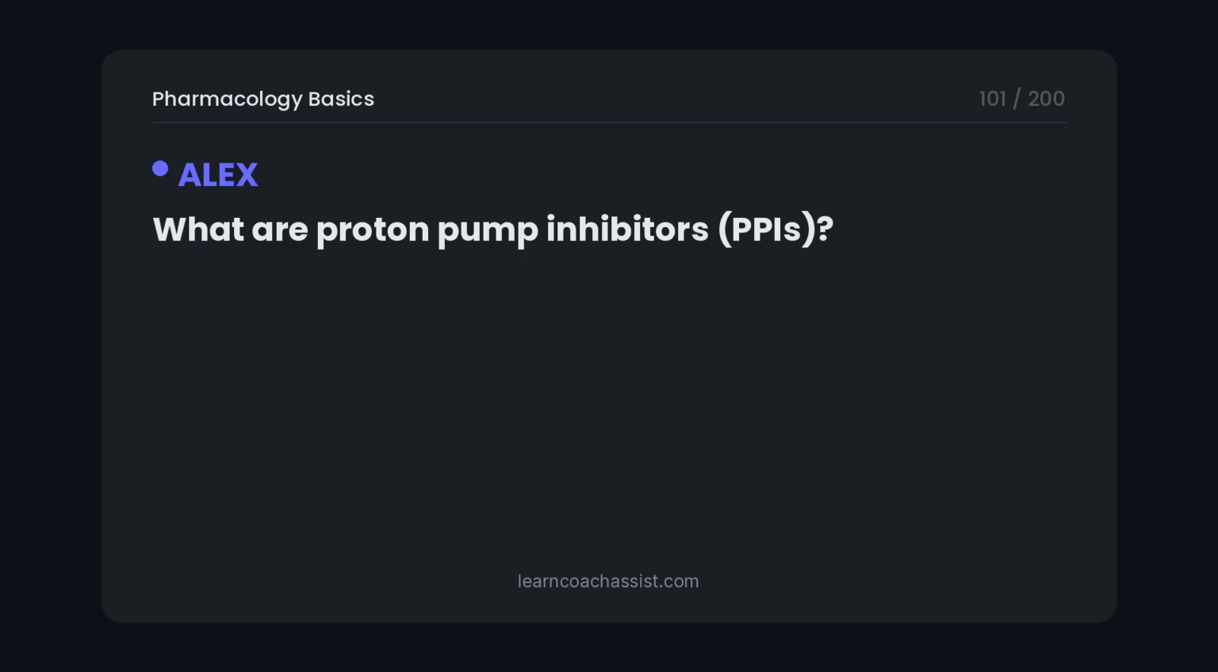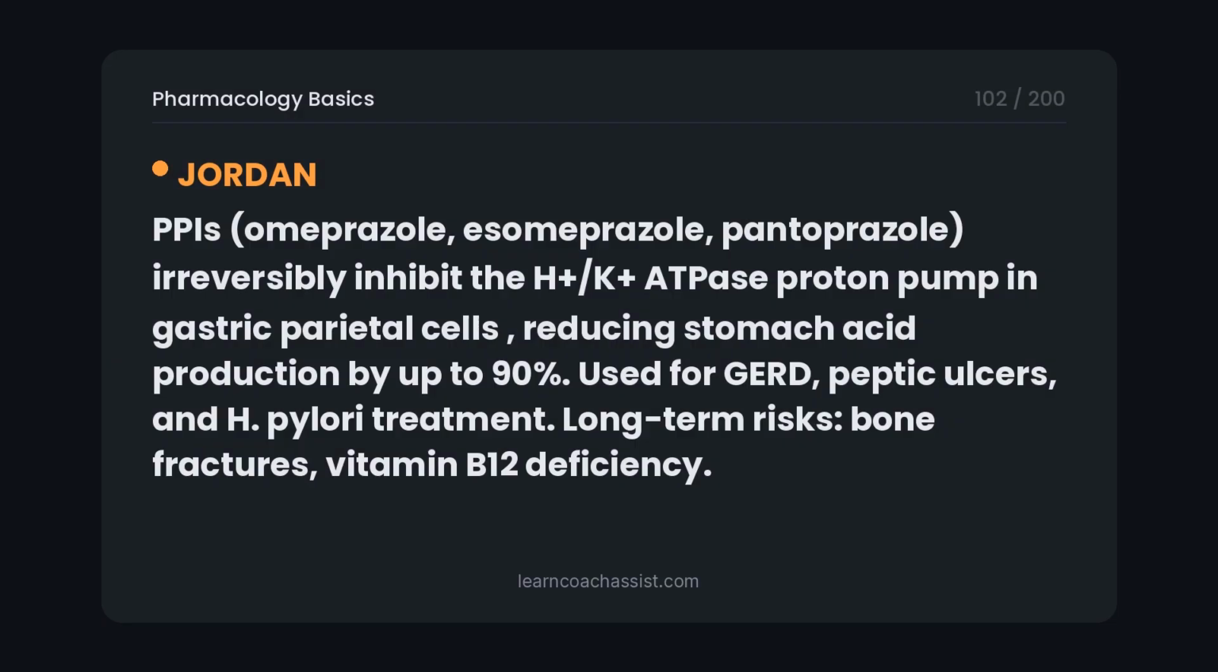What are proton pump inhibitors, PPIs? PPIs, omeprazole, esomeprazole, pantoprazole, irreversibly inhibit the H+/K+ ATPase proton pump in gastric parietal cells, reducing stomach acid production by up to 90%. Used for GERD, peptic ulcers, and H. pylori treatment. Long-term risks: bone fractures, vitamin B12 deficiency.